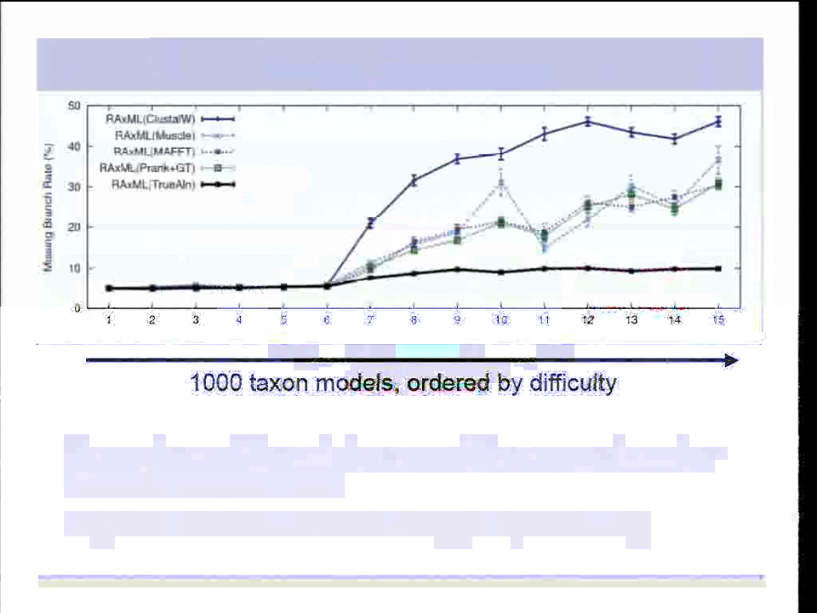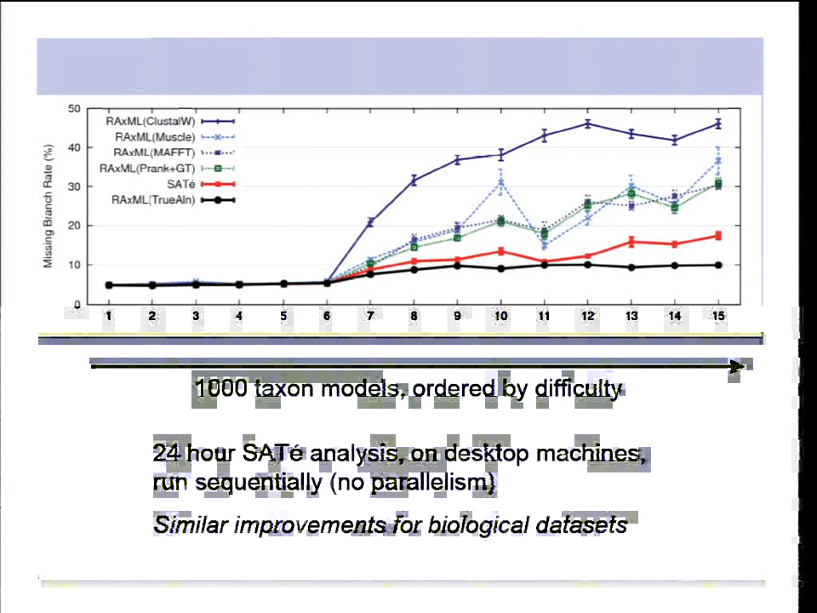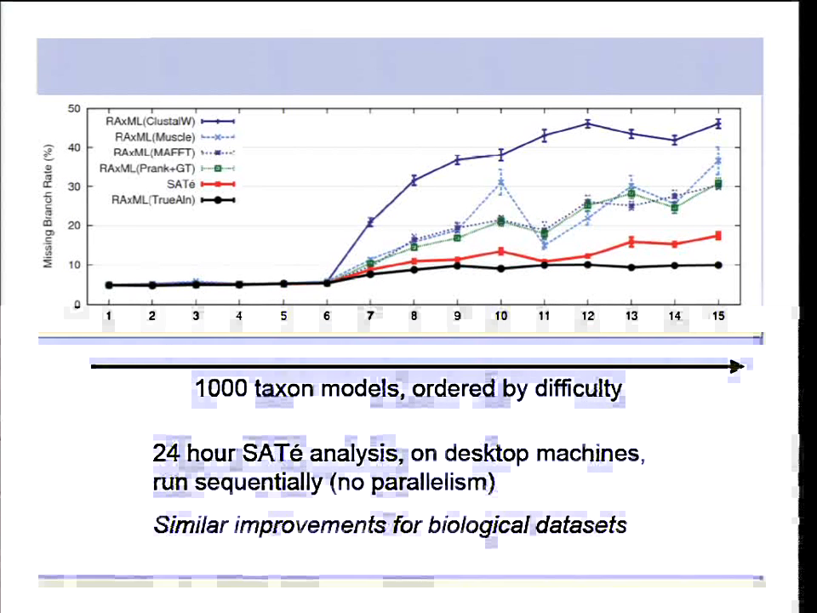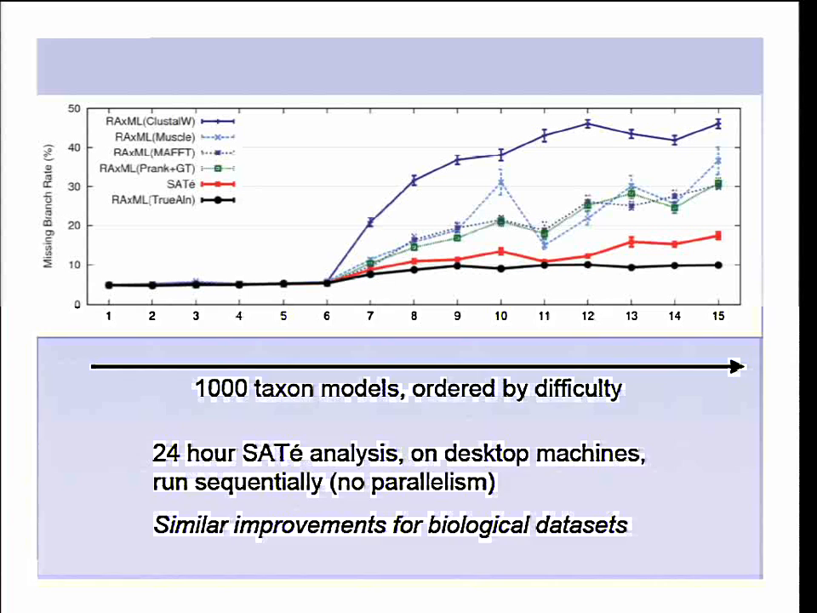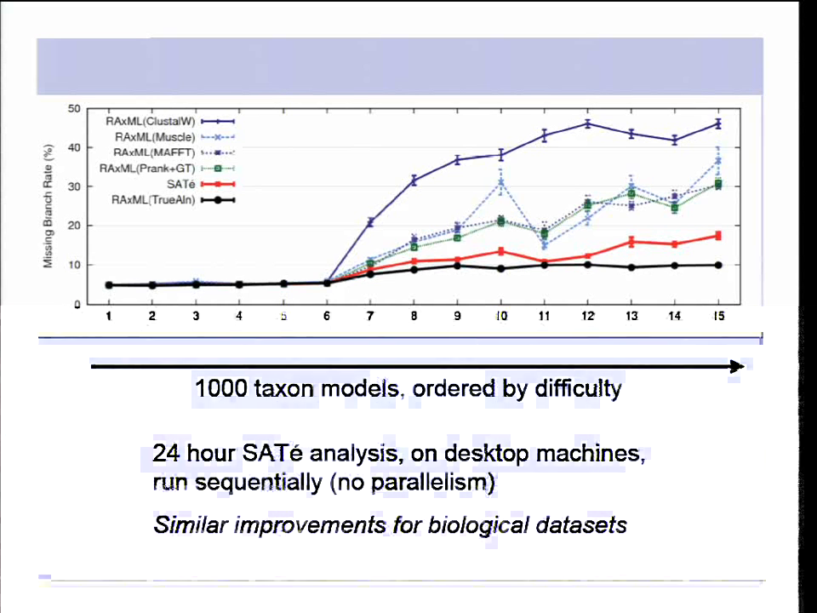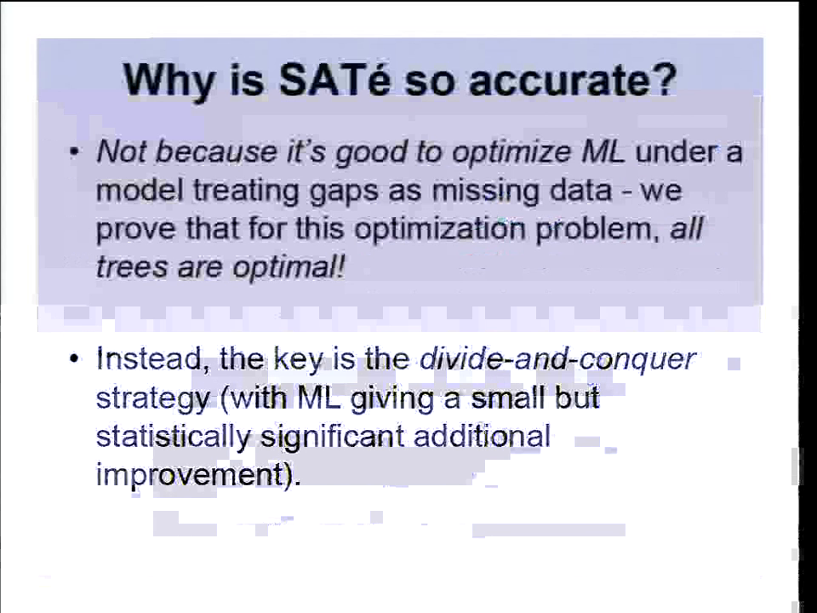So how well does it work? In red, much better. 24-hour analysis run sequentially on a 4 gig machine. Very nice results, just 24-hour analysis. We also looked at a lot of biological data sets where there were curated alignments where we could really have a really good reference tree, and we got similar improvements. So this is the first scalable method for large data sets that can give you trees and alignments at the same time. Now, why does it work?